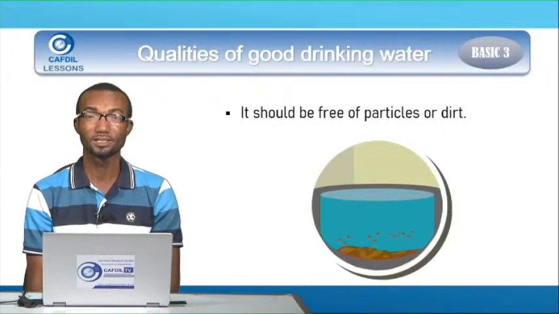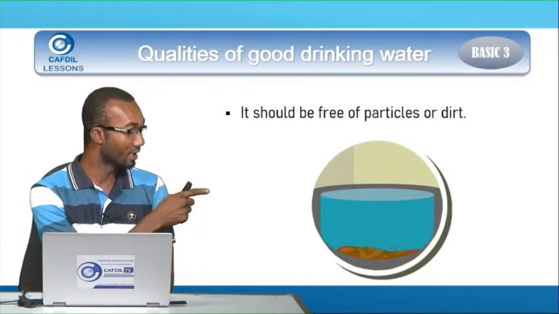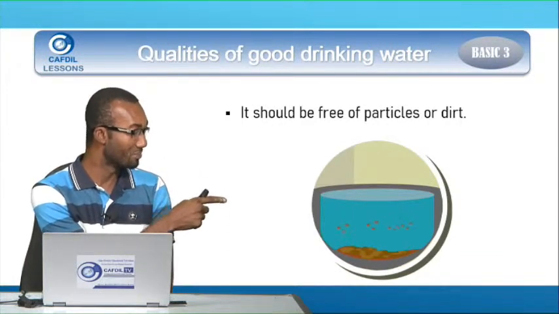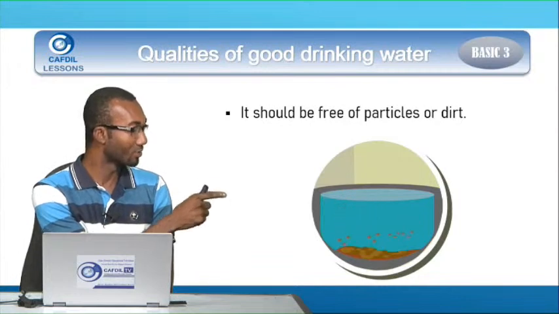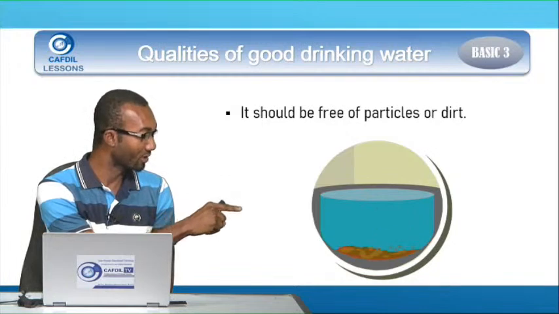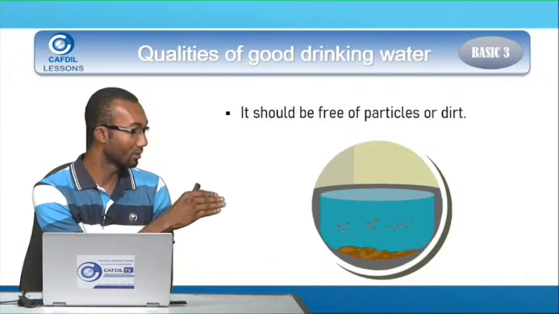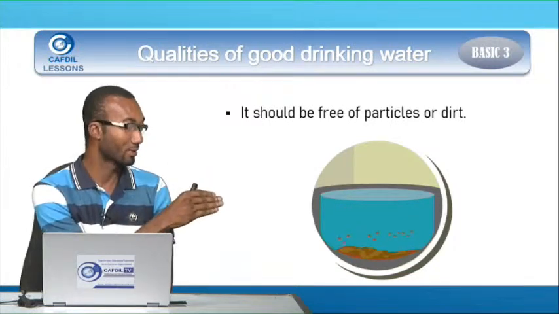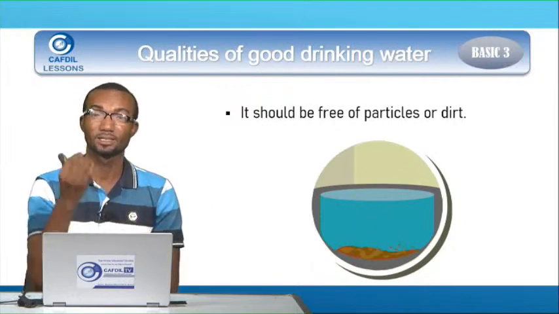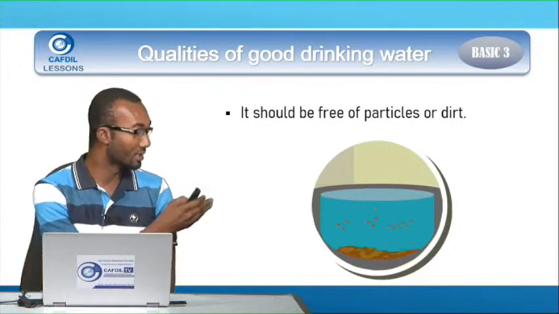The first one is it should be free of particles or dirt. You see the image there, you see the water, and you see particles falling to the base of the container. Any water that you drink should be free from all these particles. It should be clear and clean, without any dirt.